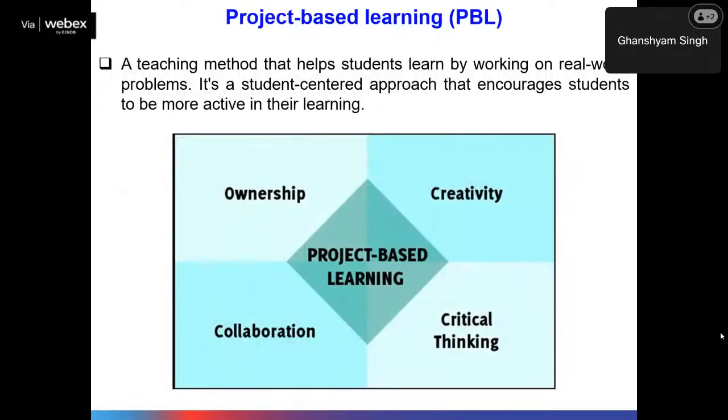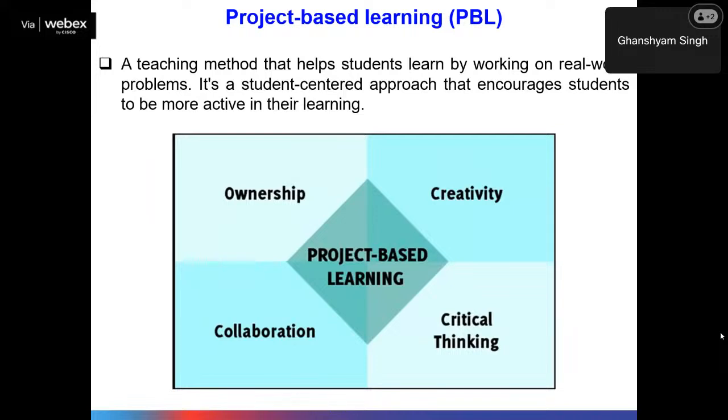When I say project-based learning, that's PBL, it is a teaching method that helps students learn by working on real-world problems. It's a student-centered approach because here I'm placing the student at the center. I'm giving him a project and asking him to perform on it. Before he starts performing on the project, first he has to learn about the project. He has to learn various theories and various practical aspects to complete the project.